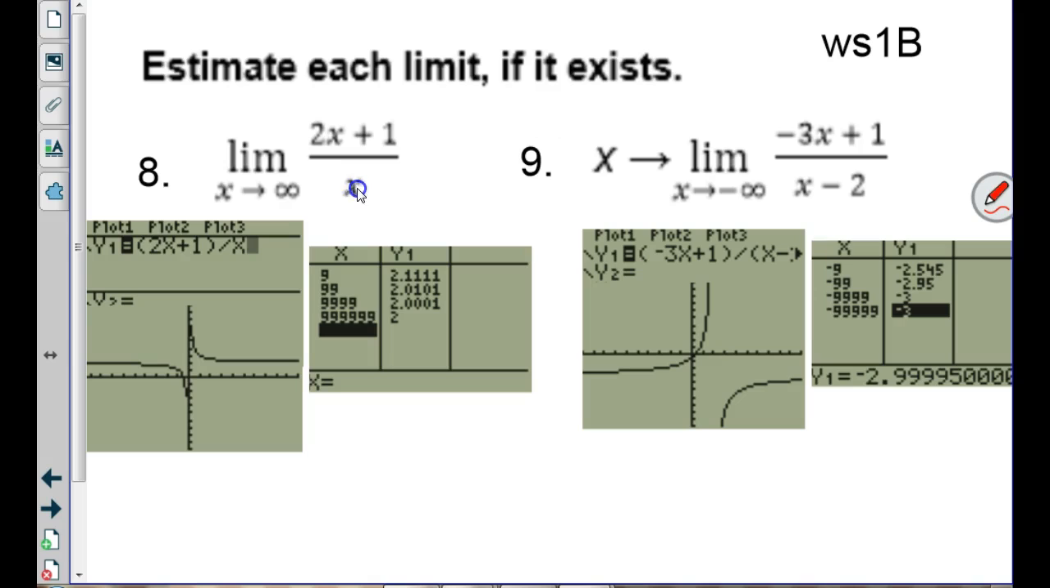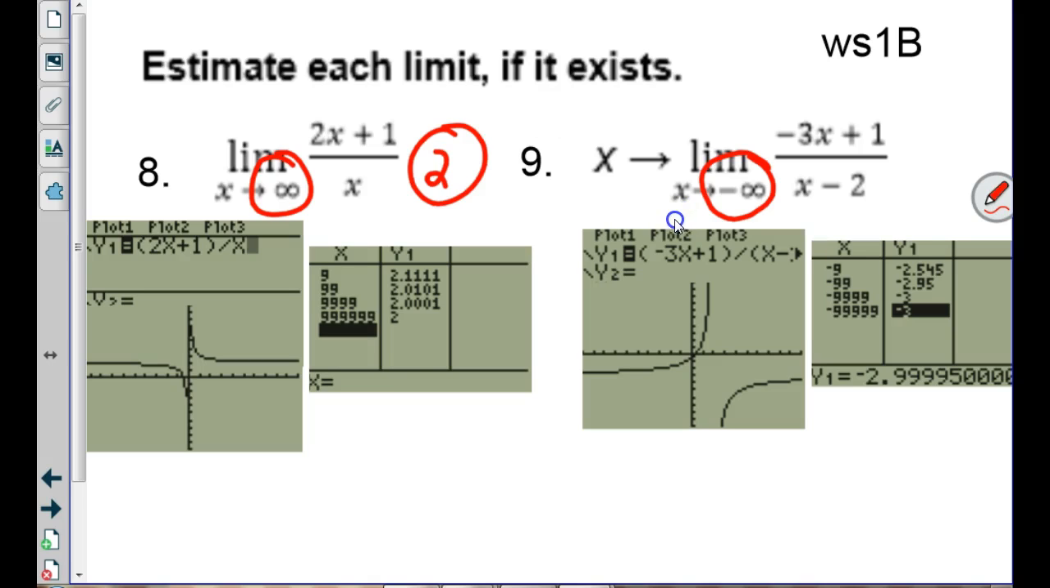Number 8, I graphed this, and I put in some really big numbers, 9, 99, 999, 9999. What is it getting closer and closer to? And why did I pick those numbers? Because this was positive infinity, right? So the far right. This one I should be putting in what kind of numbers?